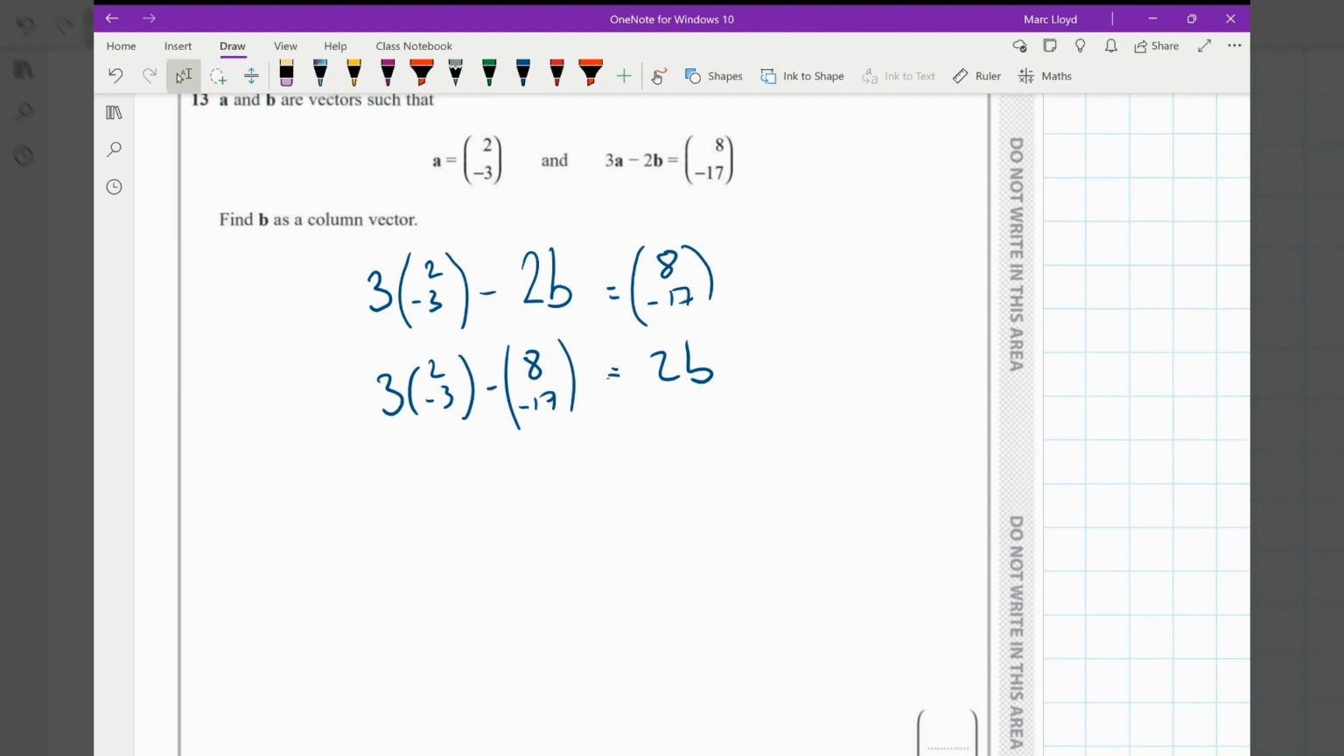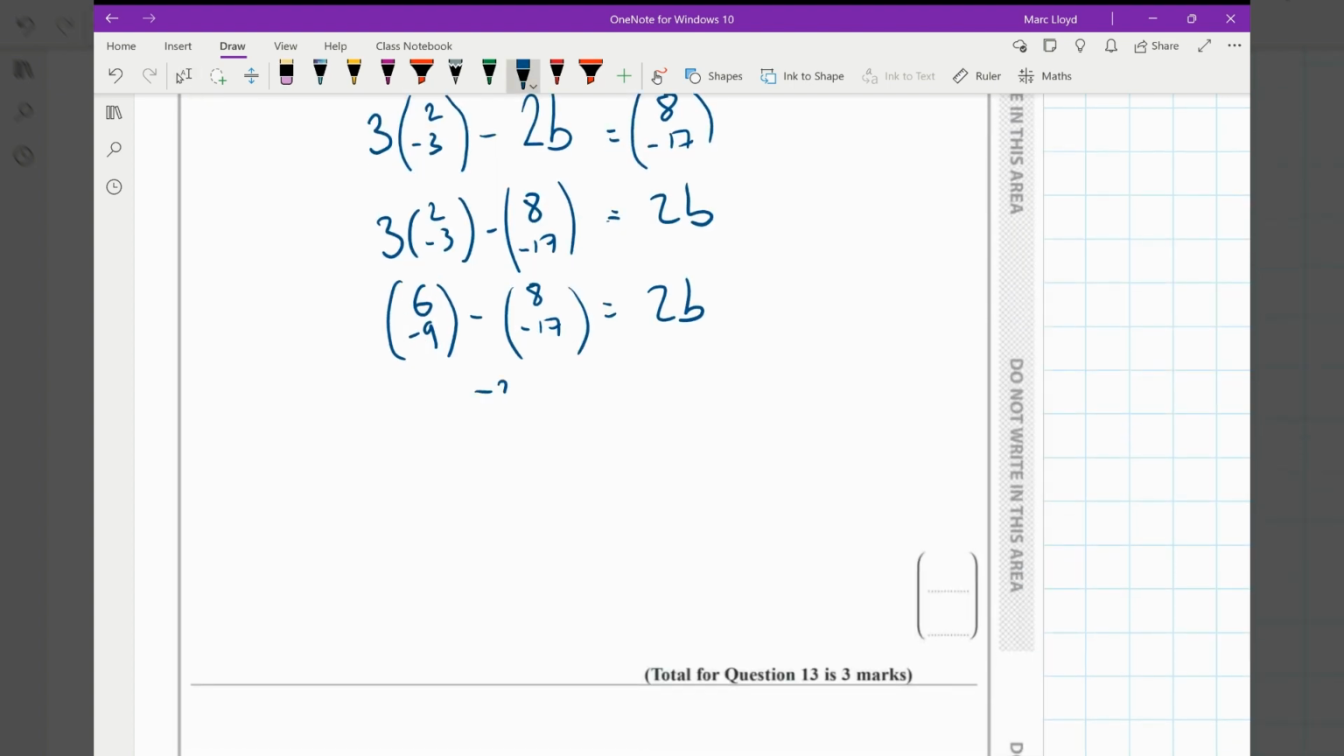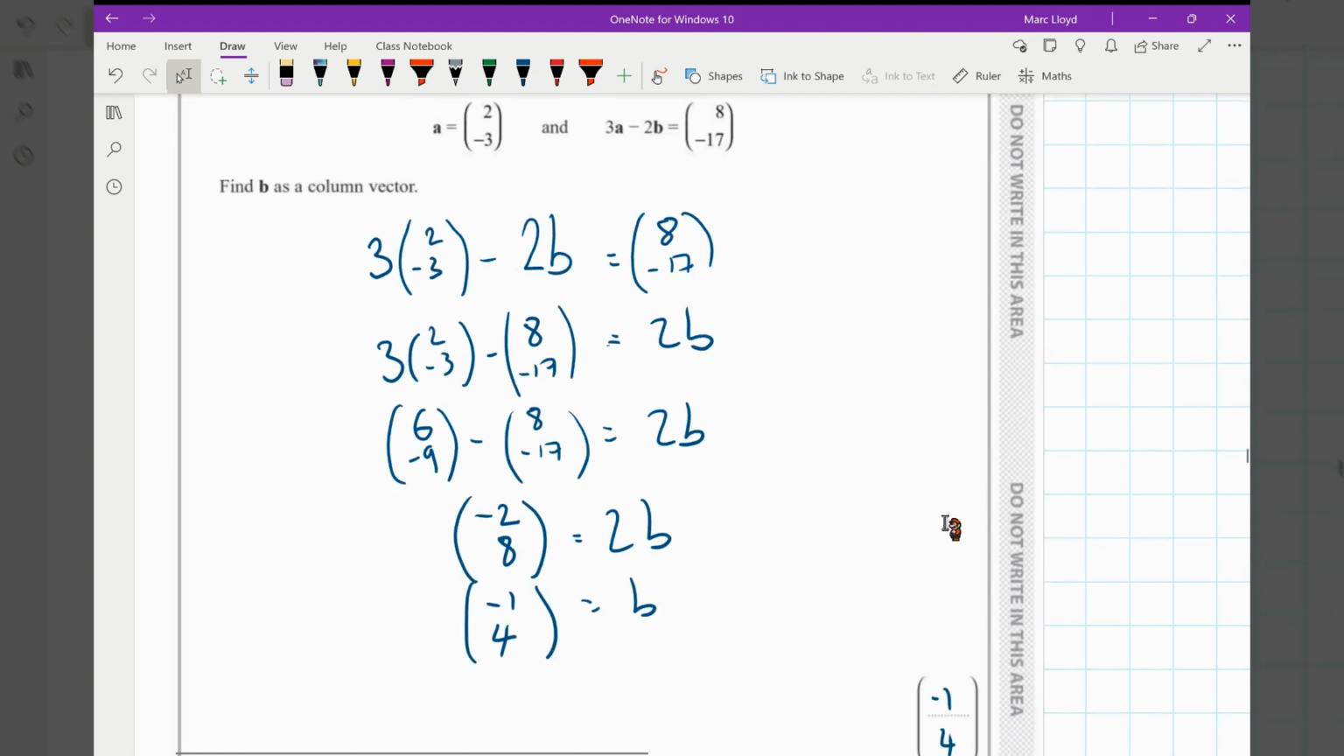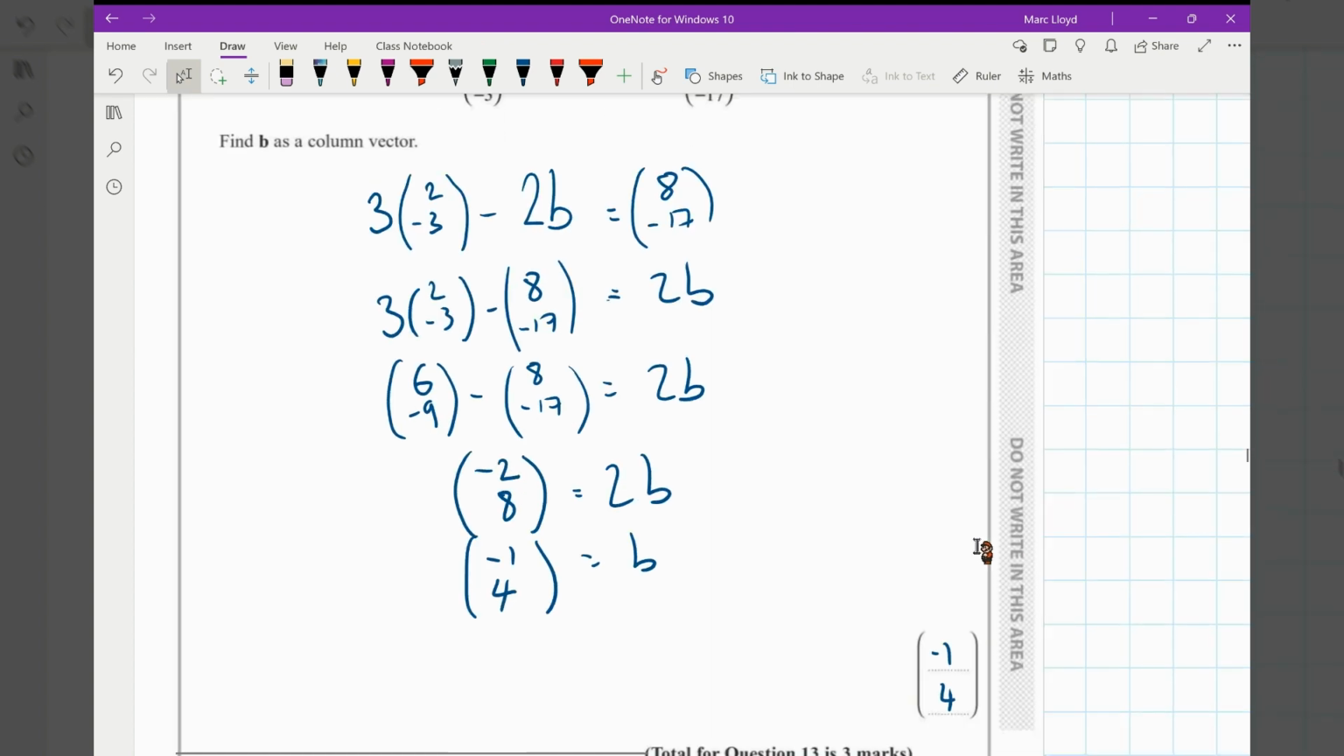All right, so I'm going to multiply this left vector by 3 now. So 3 times 2 is 6. 3 times minus 3 is minus 9. And then that's take away 8 and minus 17. That's equal to 2b. Let's do the calculations now. So 6 take away 8, negative 2. Minus 9 minus minus 17 is going to be minus 9, add the 17, and that gives us 8, and that's still equal to 2b. So finally divide throughout by 2, and that gives us minus 1, 4 as our final vector. I'm going to put that in my little answer line down there. Just check everything's okay. So find b as a column vector, and I've done that, so I'm happy with my answer.